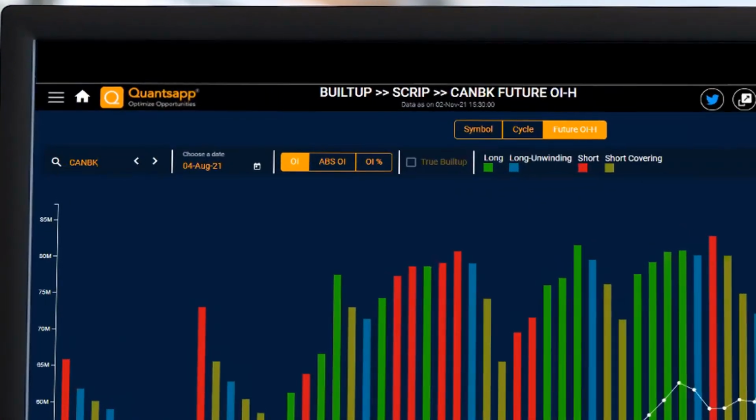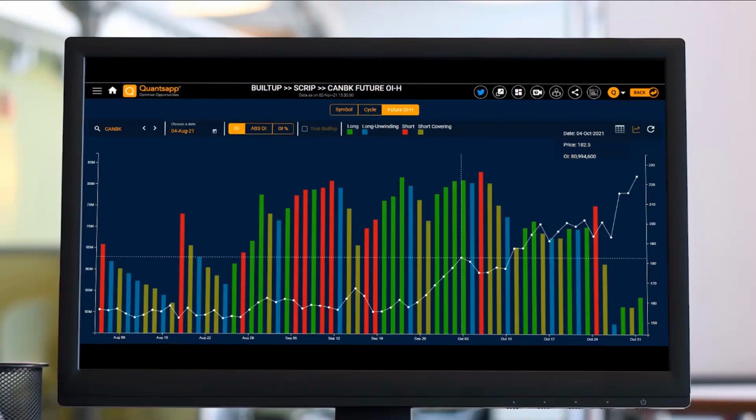The other example was Canara Bank. If we see Canara Bank, since this day, which was exactly the bottom, 21st of September 2021, up till the current day, Canara Bank has witnessed just one or two short build-ups. That shows us the strength of Canara Bank is on the positive side. The dips in the instrument are only due to long unwinding moves. It is not fresh shorts which are moving the price negative.